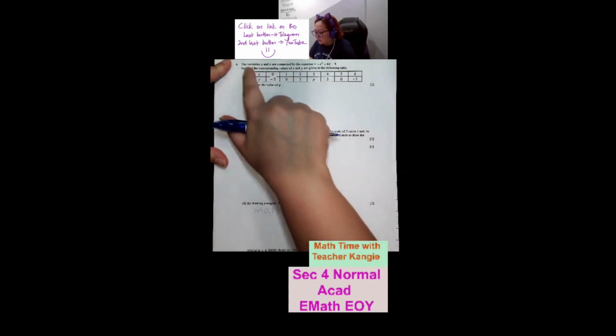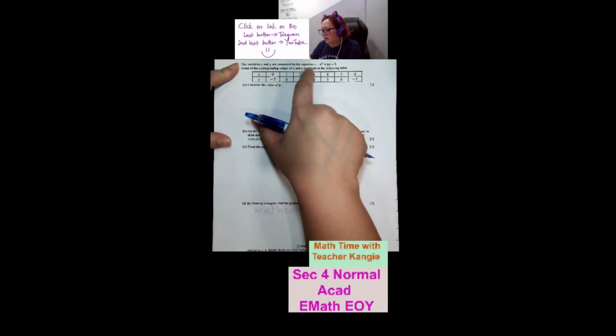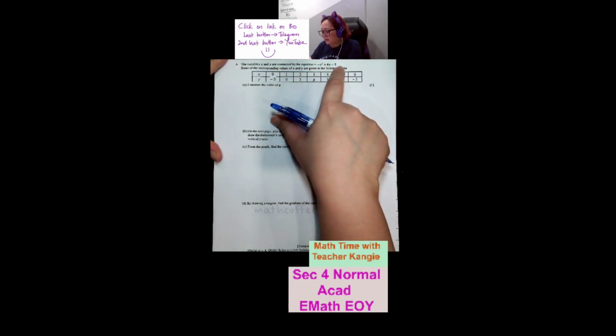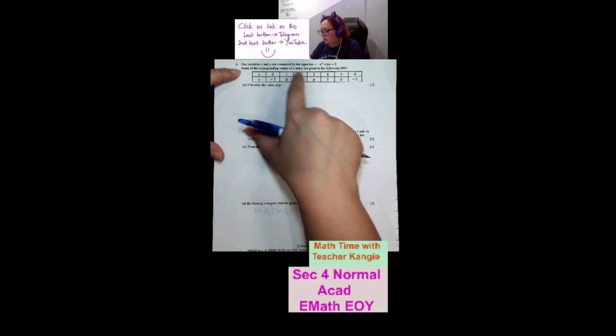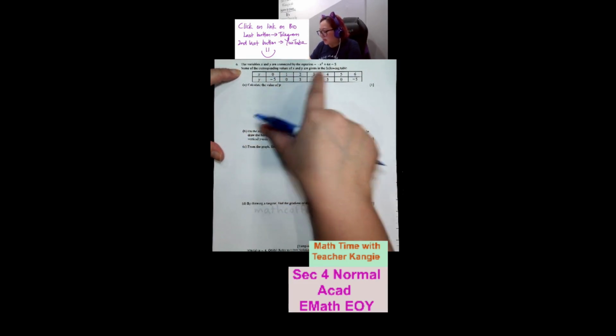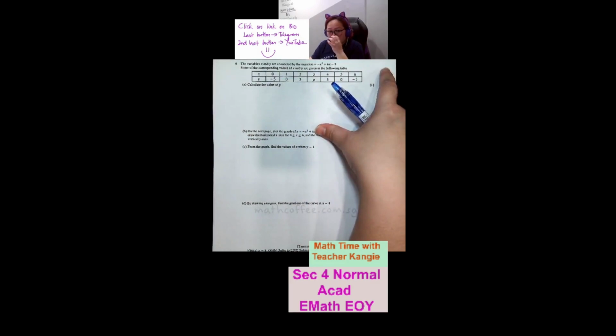Okay, come, see here. The variables x and y are connected by the equation y equals minus x squared plus 6x minus 5. Some of the corresponding values of x and y are given in the following table.